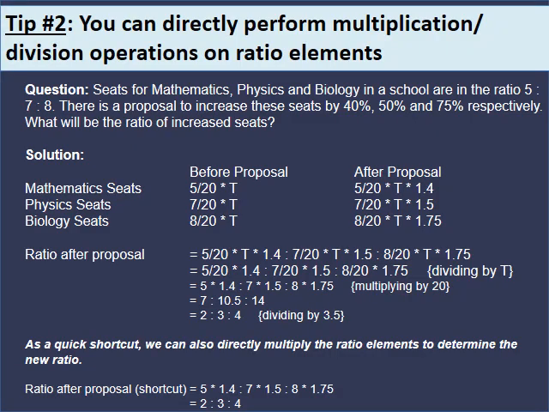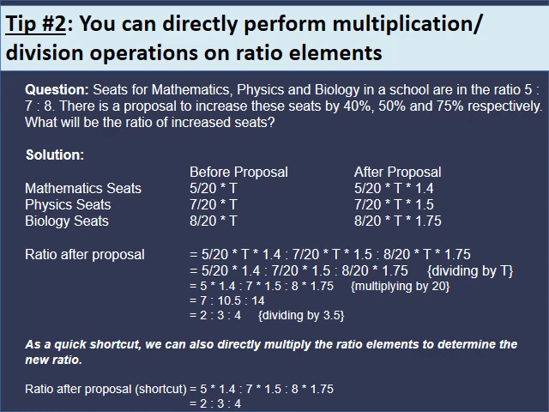Tip number 2. You can directly perform multiplication or division operations on ratio elements. Let's look at another question. Seats for mathematics, physics, and biology in a school are in the ratio 5:7:8. There is a proposal to increase these seats by 40%, 50%, and 75% respectively. What will be the ratio of increased seats?